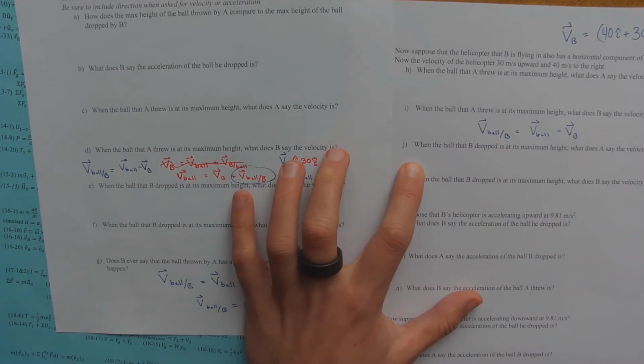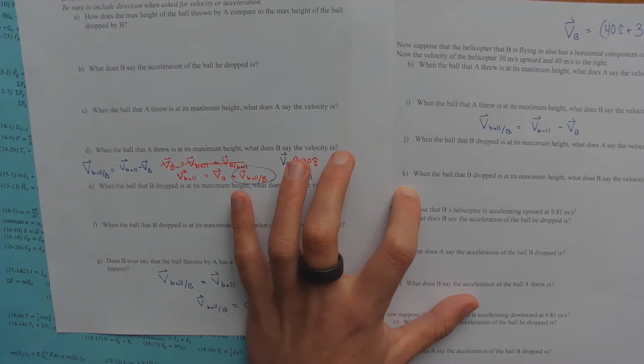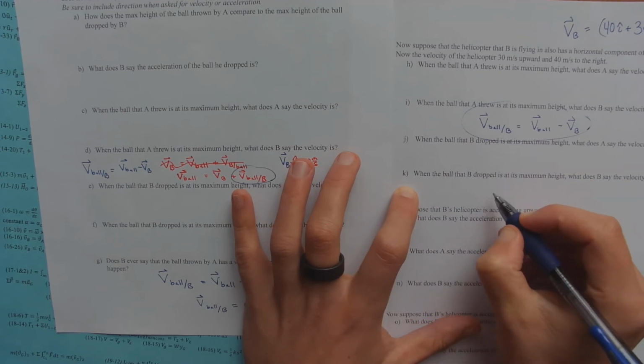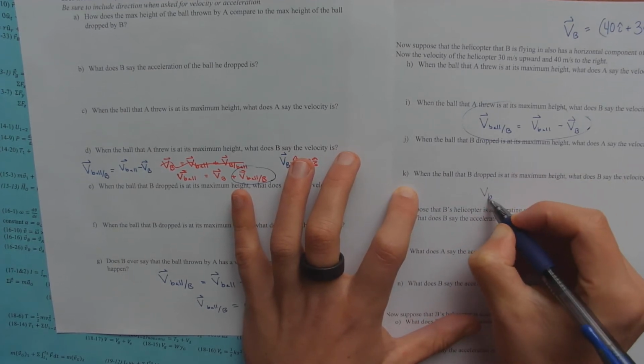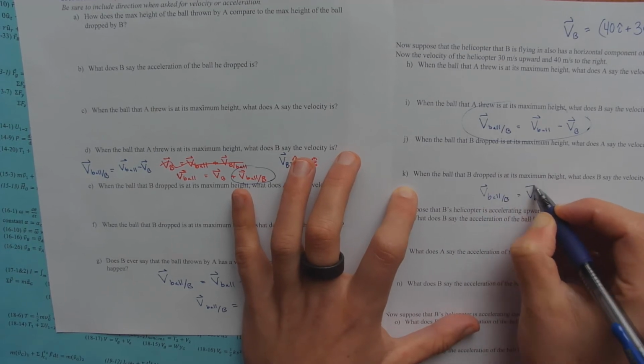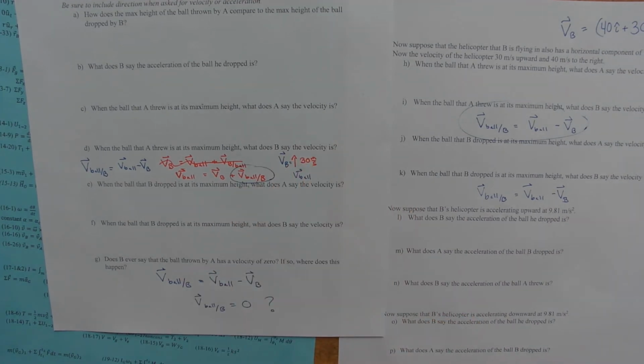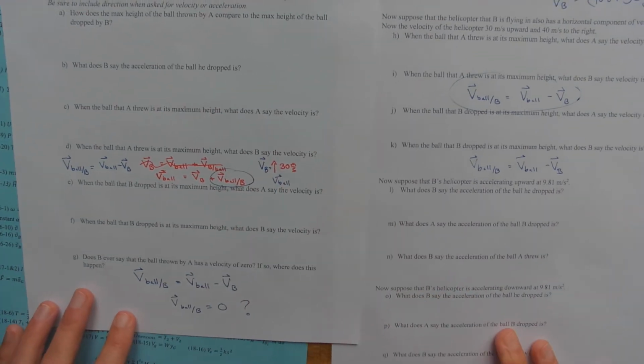In part J, when the ball that B dropped is at its max height, that would be ball B. When ball B is at its maximum height, what does observer A say the velocity is? Well, you can figure out that one. When ball B is at its maximum height, what does observer B say the velocity is? You can again use this equation down here. A lot of these you could probably answer without using the equation, but it doesn't hurt to check to make sure that you thought about it correctly.